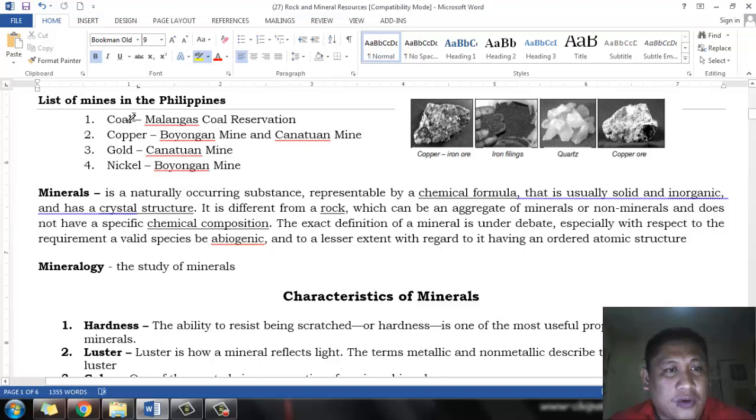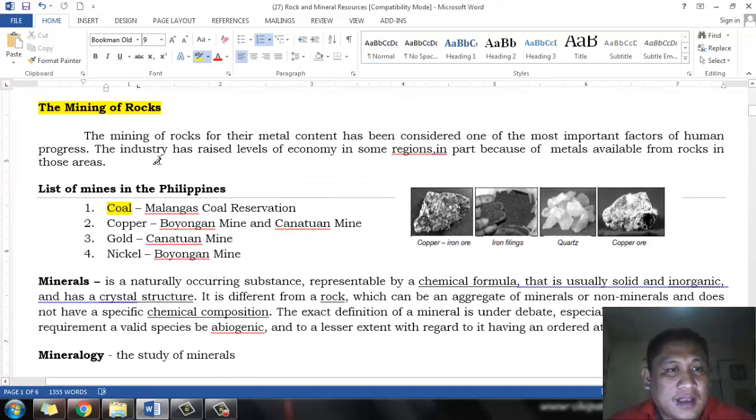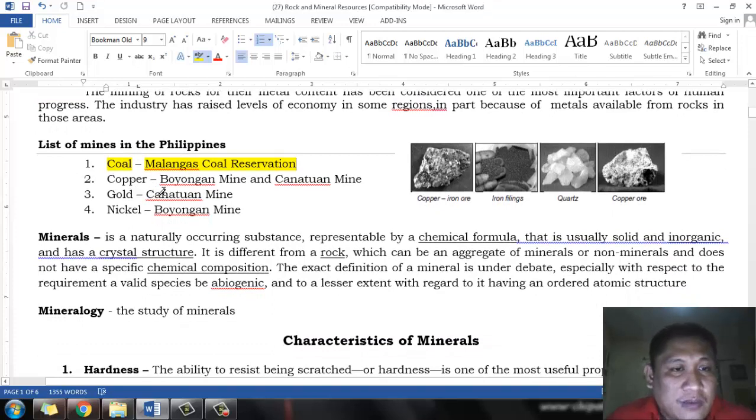So for example, coal is actually a certain component of our rock, and we have our coal reserve in Malangas. It's actually near our locality, in the Malangas area, no? We also have our copper mine in Buyungan and Kanatuan, and gold, no? Perhaps we are very familiar with gold.